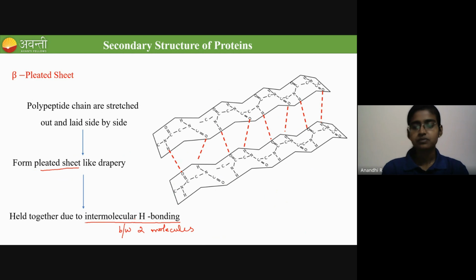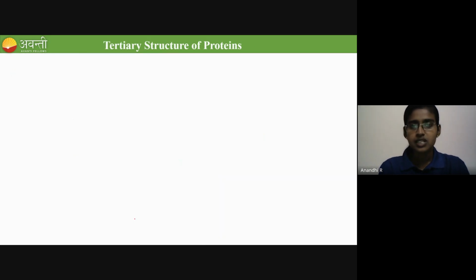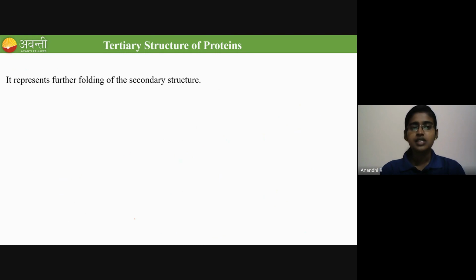So coming to the tertiary structure, which is the third structure of protein. This structure represents further folding of the secondary structure.